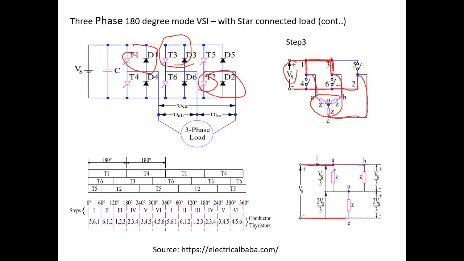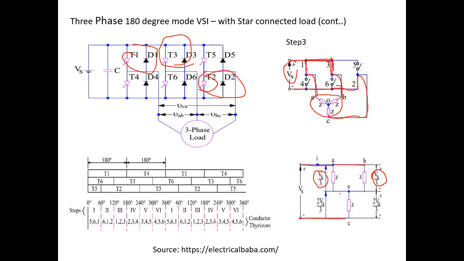A phase voltage, that is VAO, is equal to Vs by 3, and B phase voltage, that is VBO, again is equal to Vs by 3. VCO, you can see, is equal to minus 2Vs by 3, that is the C phase voltage, right?